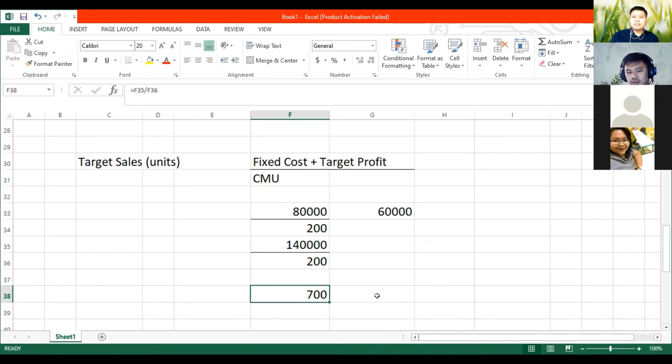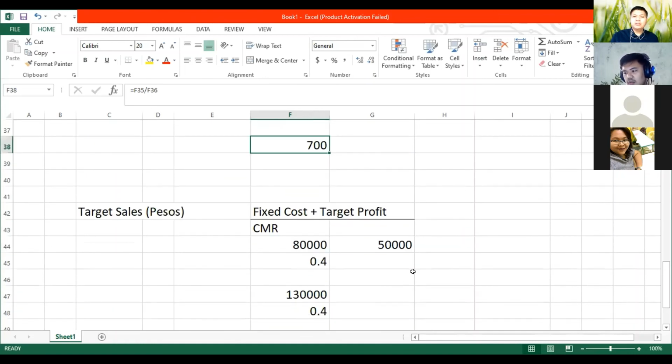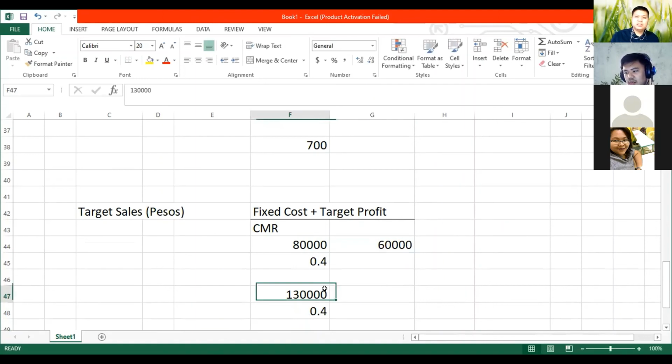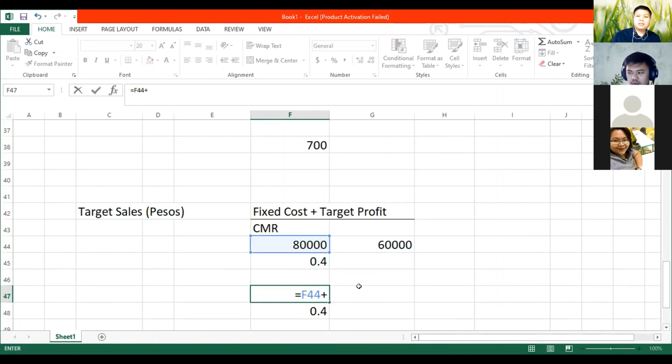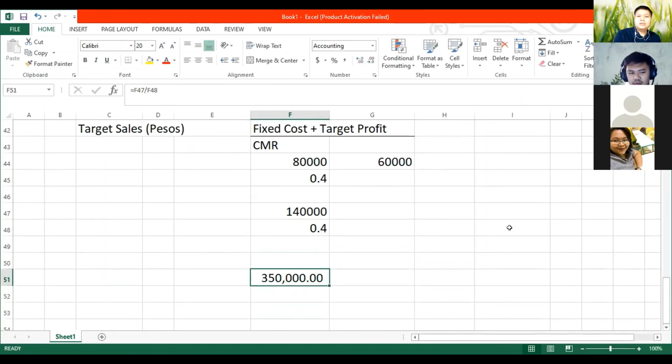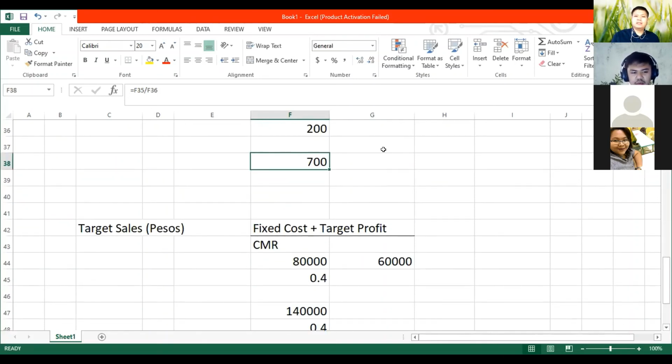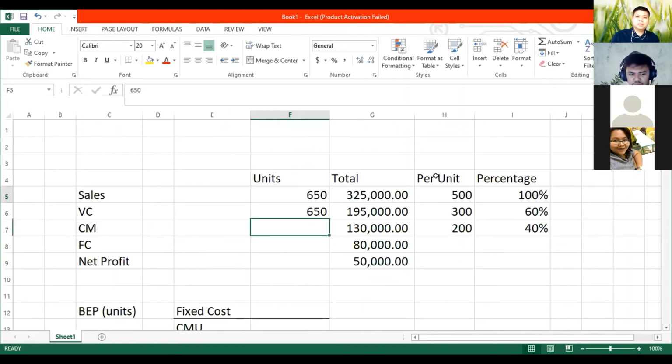No? O gamitan natin dito. If this is 60,000, okay, so this is 80,000 plus what? Plus 60,000 divided by 0.40, then you must sell 350,000 pesos. Okay, so let's prove that. If we sell 700, of course, the net profit is 60,000.